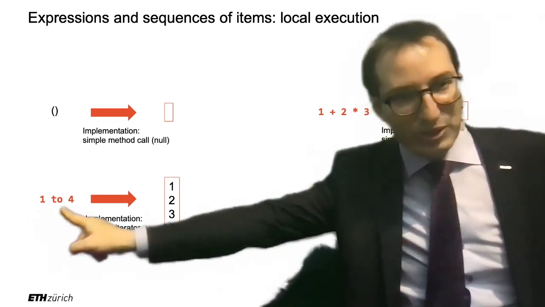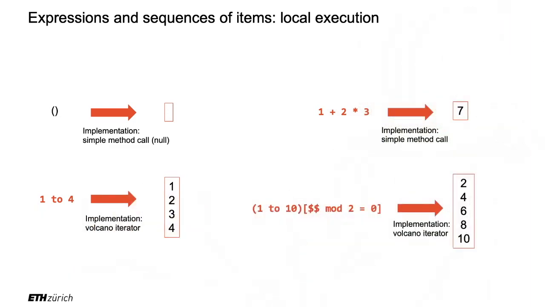In that case, that returns multiple items, but not so many of them. It's just 4 of them. What's going to happen is called the Volcano iterator pattern. Who knows that?